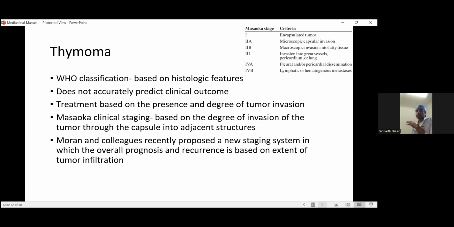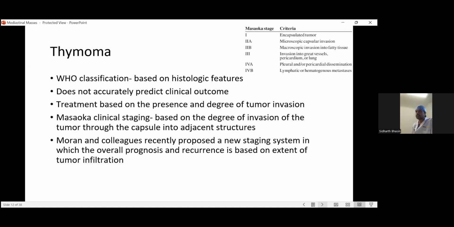So stage 1 is when the tumor is well encapsulated. Stage 2 is when there is capsular invasion. Now, is it microscopic or macroscopic? When it's microscopic, it's A. When it's macroscopic into the fatty tissue, it becomes B. Now the invasion has already happened. The capsule has already been invaded. Now further invasion into blood vessels, pericardium, or lung is stage 3. So that involves the majority of the cases that have spread. Now, if it spreads to pleura or there is pericardial dissemination, it's 4A. And then when there is lymphatic or hematogenous metastasis, it's stage 4B.